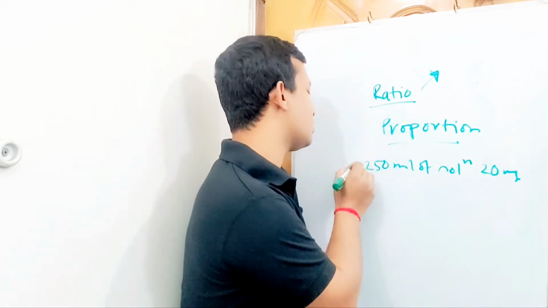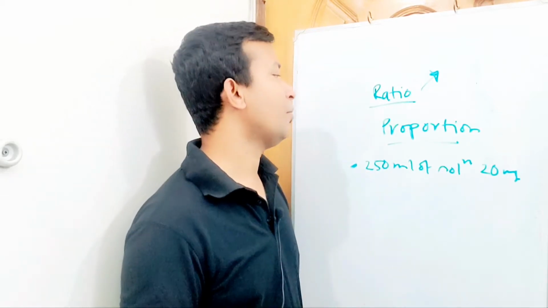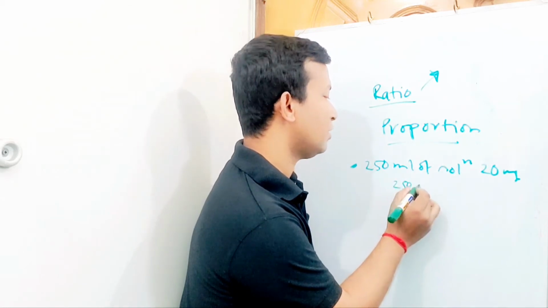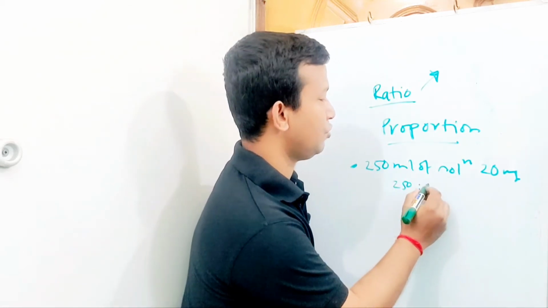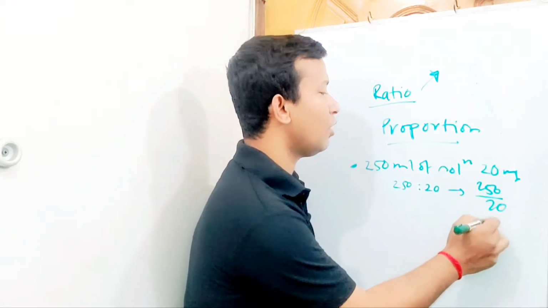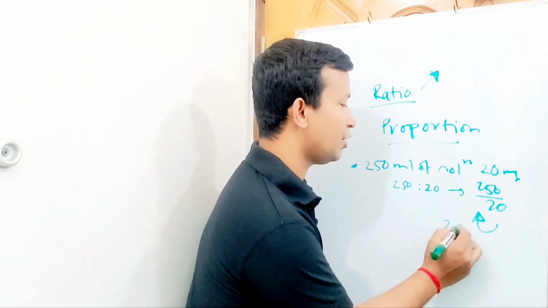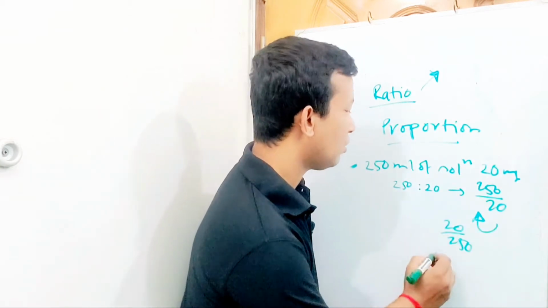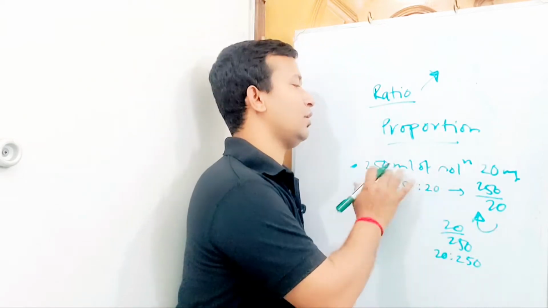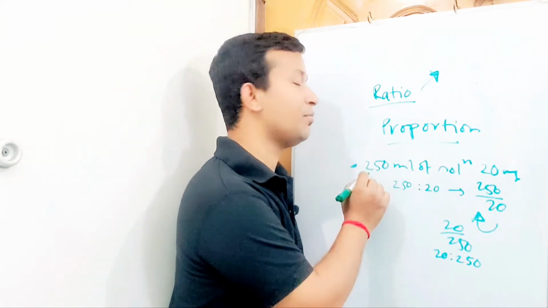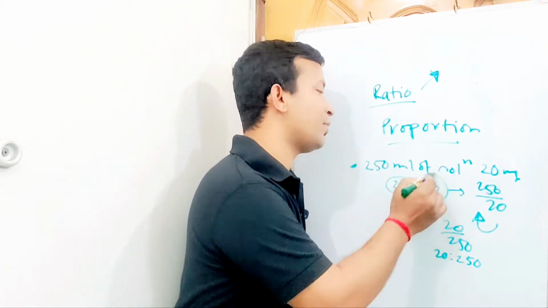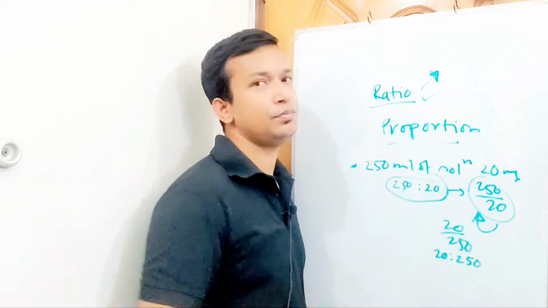Now this is just a statement, and if you want to make a ratio from this statement, it might be like 250 to 20, or you can write it like 250 by 20, or you can do the reverse like 20 by 250 or 20 is to 250. So this way you are just representing the amounts, and the way of representation is called ratio.